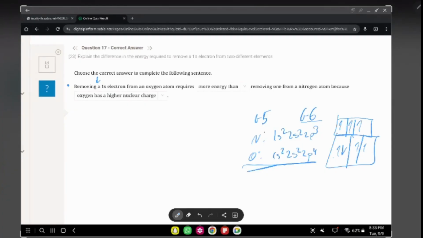But what makes it different is that all of these atoms have a different attraction pulling that electron towards the center of the nucleus. And what does that attraction depend on? It depends on the number of protons. How does the number of protons differ? It depends specifically on the atomic number. And obviously oxygen has a higher atomic number, so removing the 1s is going to be harder. It's going to take more energy in oxygen rather than nitrogen because it has a higher nuclear charge, which depends on the higher atomic number. Clear?